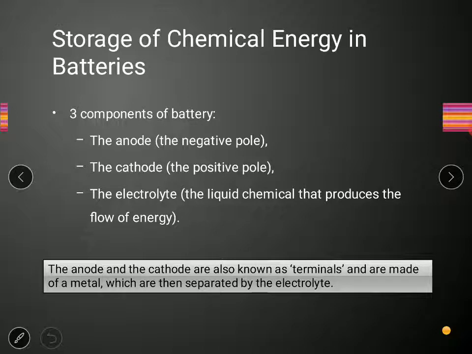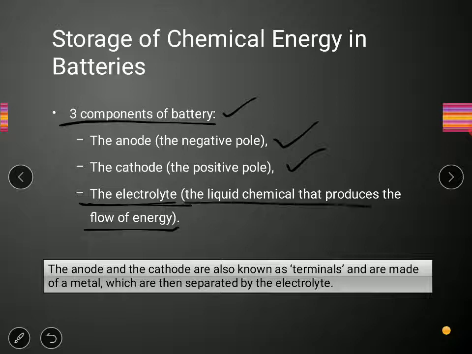If we want to store chemical energy in a battery, the battery usually consists of three components which we already know: the anode, which is the negative pole, the cathode, the positive pole, and of course the electrolyte, which is the chemical in which the oxidation or the reduction reaction takes place. So we have the chemical that produces the flow of energy. The cathode and the anode are known as the terminals and are made up of metal, which is then separated by the electrolyte. So in general, when we consider a battery, there is a positive terminal and a negative terminal, and these are nothing but the cathode and the anode.